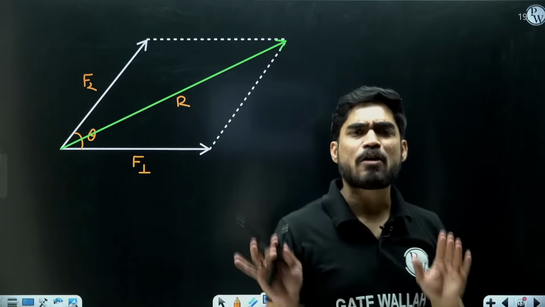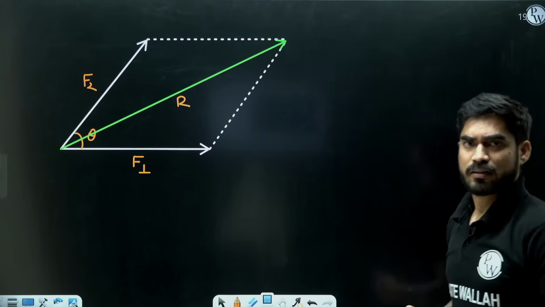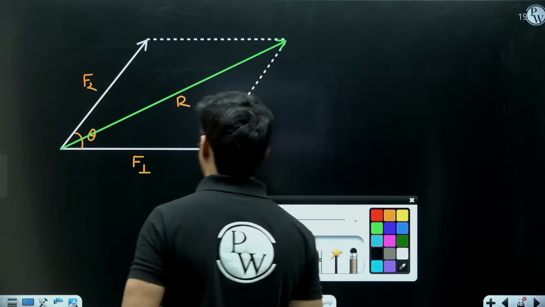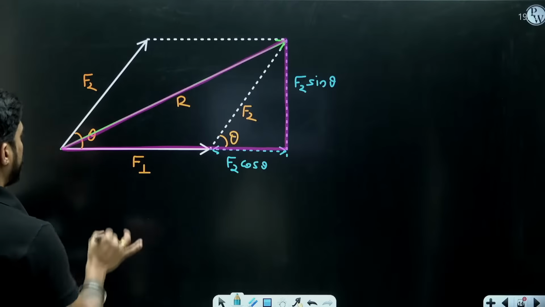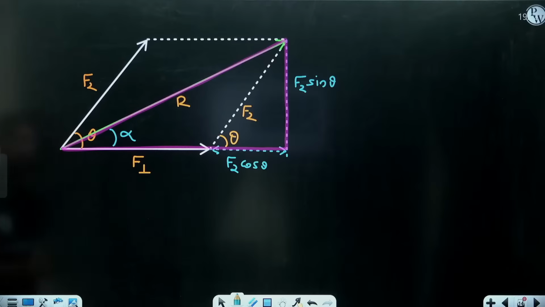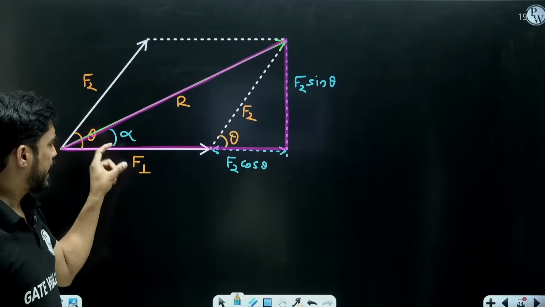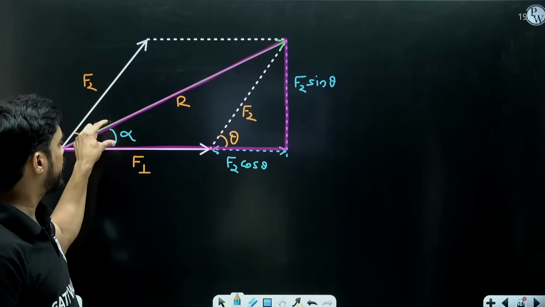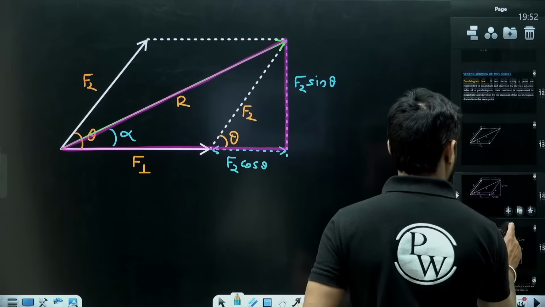Now we have found out the magnitude of R, but what about the direction? When I say direction, I am asking you the angle. This angle, let's call this angle alpha. So I can also find this alpha. How can we find the alpha? From the same triangle, can we calculate tan alpha equal to perpendicular by base? Tan alpha equal to perpendicular by base. Can we calculate it?